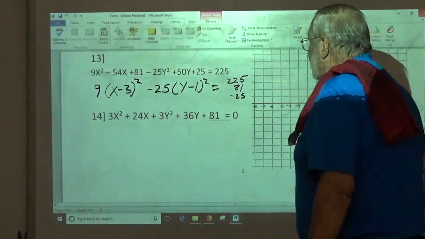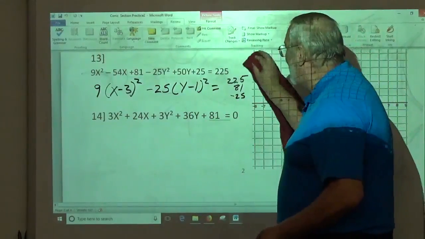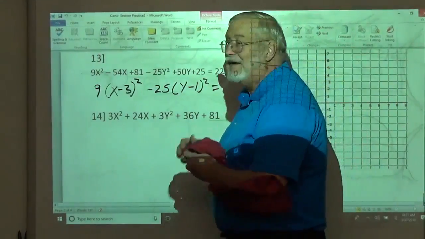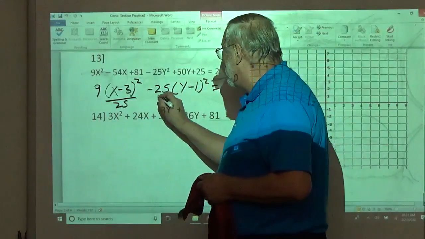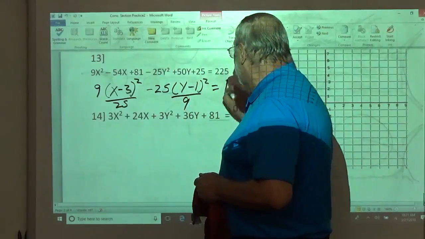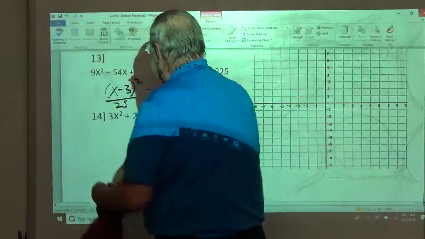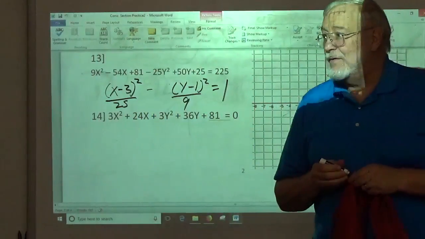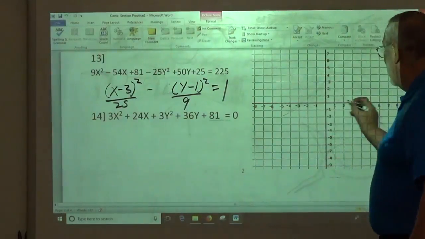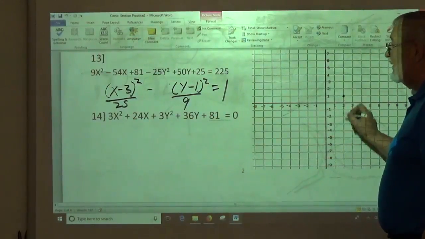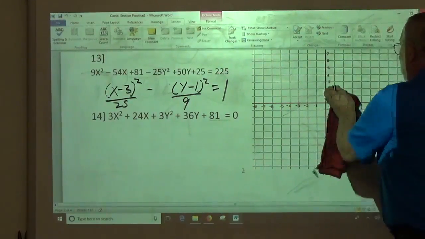Now, I didn't correct this problem because that's not going to work out perfect. Okay? But what we're going to do is we're going to pretend it does. And when we do that, this is going to be 25. This is going to be 9. This will be 1. Now, where's the center? 3, 1. Center's right there.